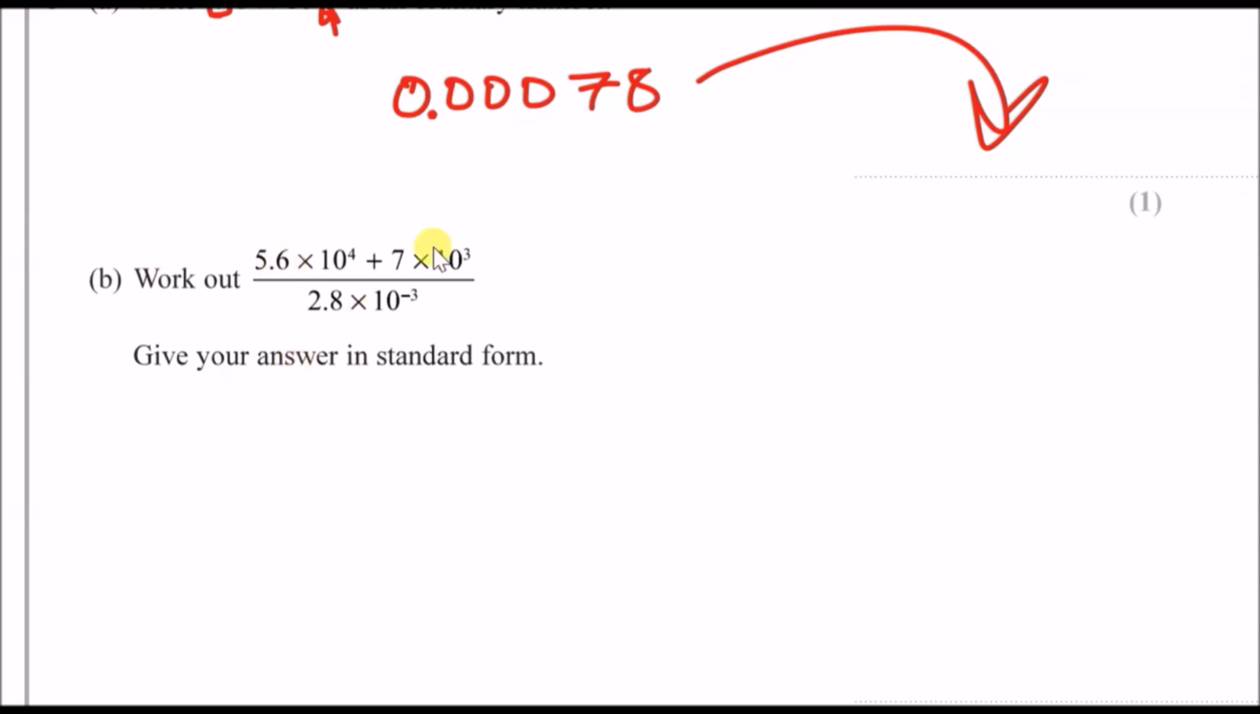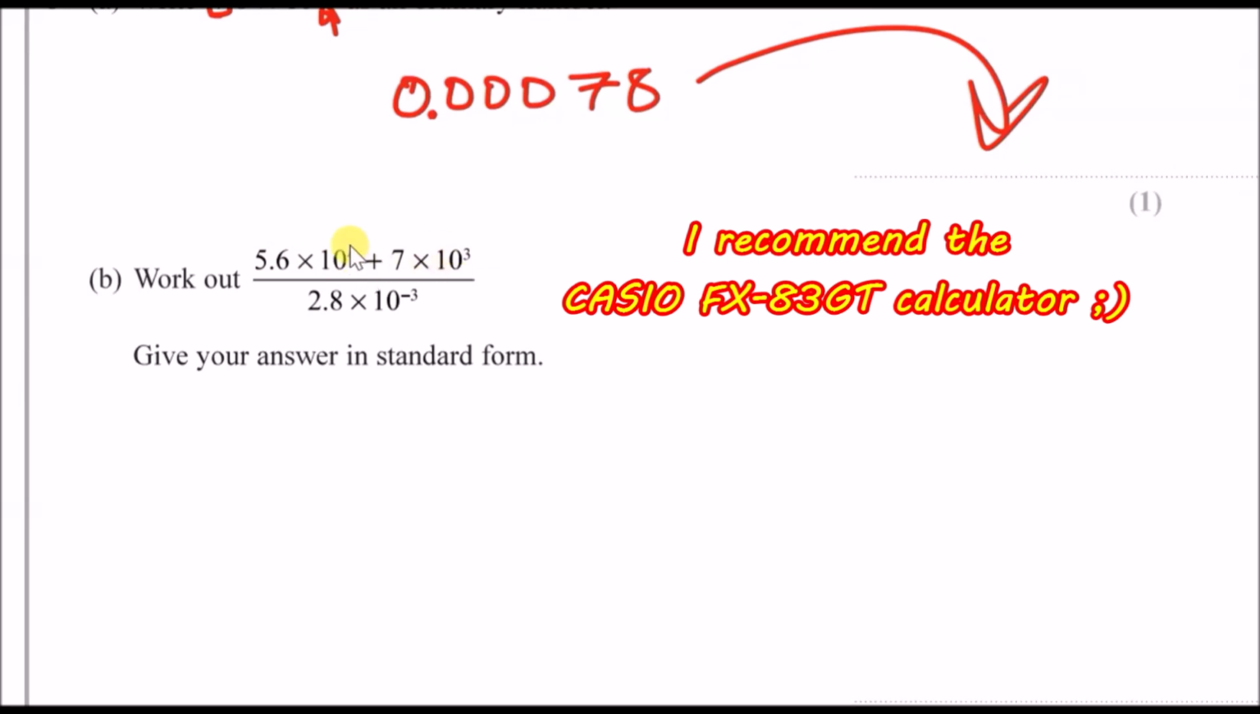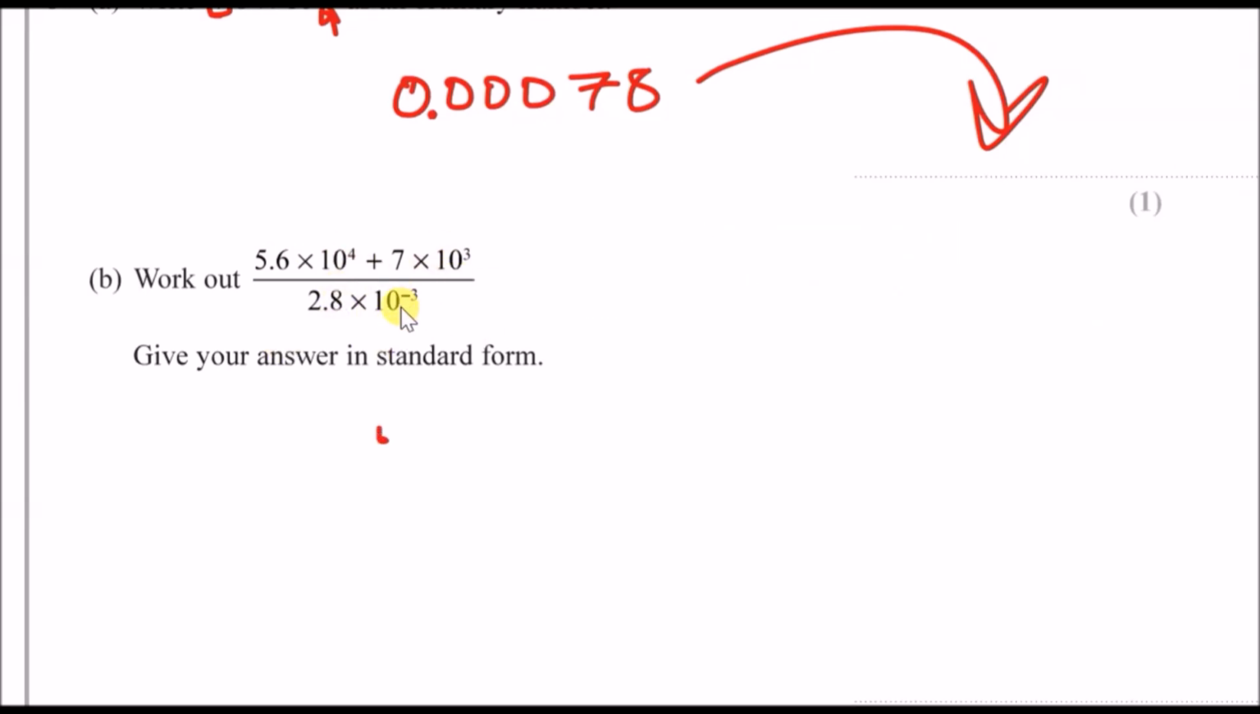And B, work out this whole sum and give your answer in standard form. Again, you can just literally put this all in your calculator one time. If you've got a Casio calculator, put all these digits on the top and then go down and put this on the bottom. When you do that, you should get an answer that looks a bit like this. What is it? 22,500,000.